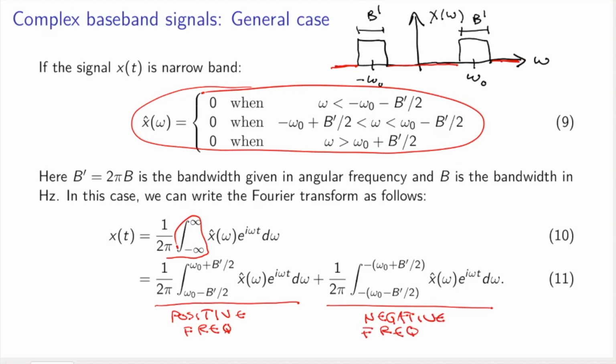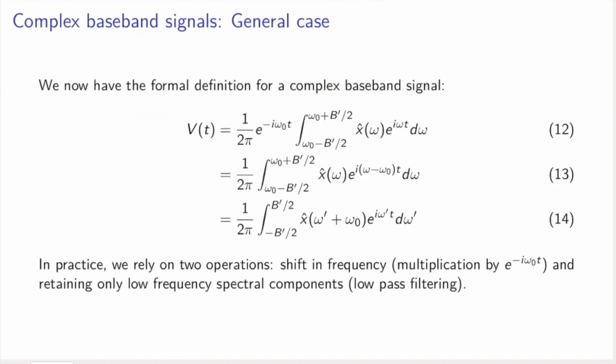Now, because our signal is real valued, either one of these integrals will contain all of the information of the signal. In our case, we have selected the positive frequency spectral components, but we could have just as well selected the negative frequency components. The last remaining step is shifting in frequency so that the frequency of omega naught will correspond to 0 frequency. This is achieved by multiplication with e to minus i omega naught times t. And equation 14 now represents the definition of a complex baseband signal.